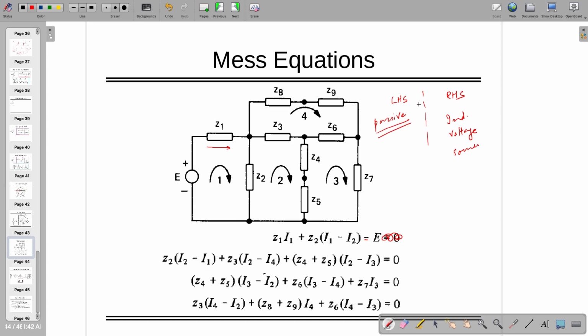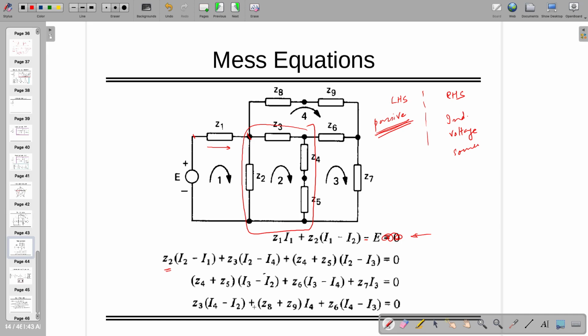So the passive components you need to see, and across that you need to write down the voltage. So this is the first equation. You can write down the second equation starting from Z2 (I2 minus I1), because I2 is dominant over I1 when you are talking about this loop, but this component is being shared by 1 and 2 both. So it will be I2 minus I1.